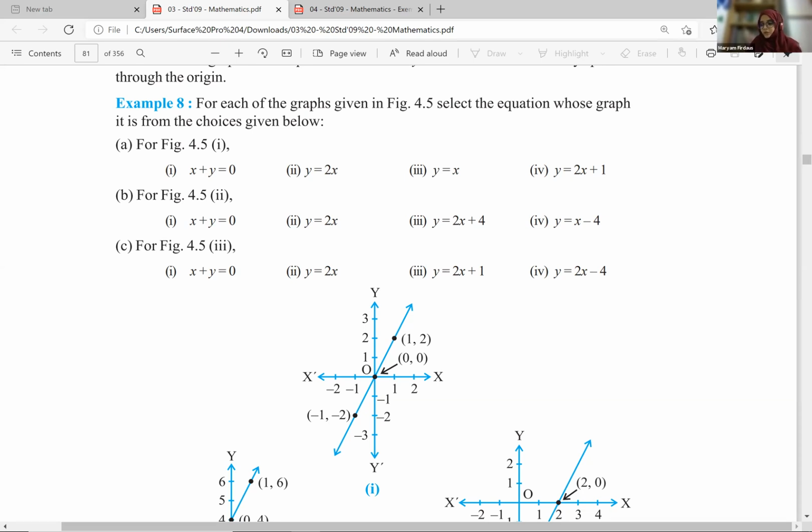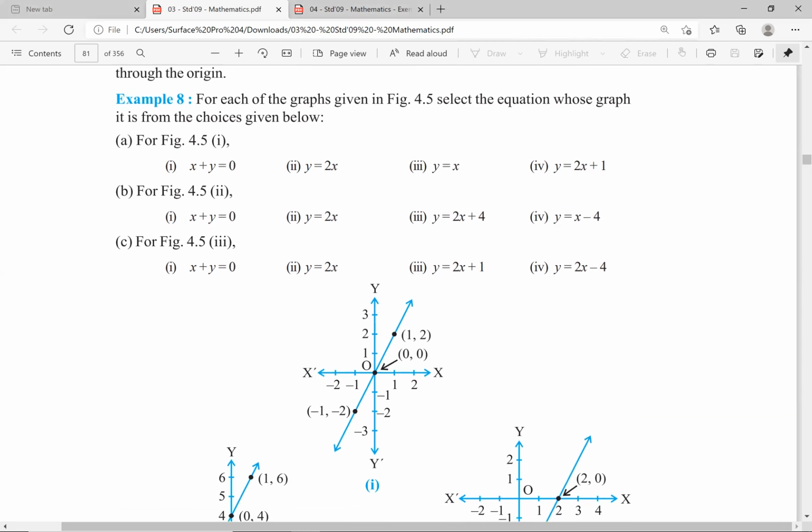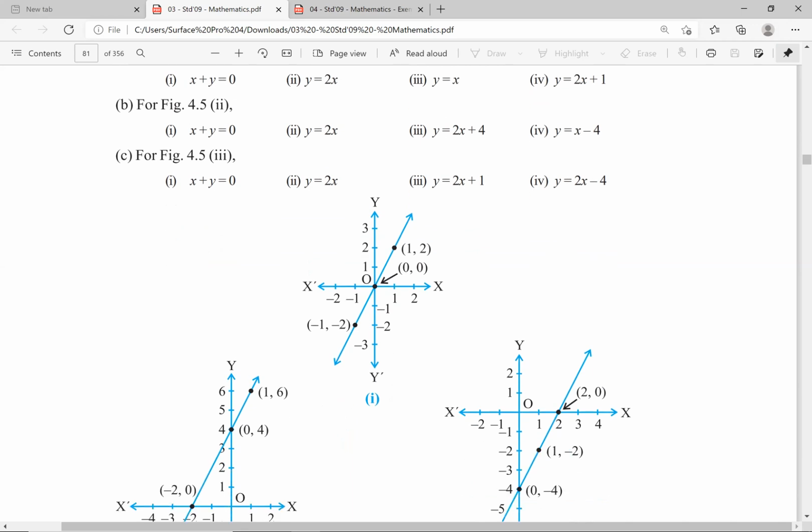Okay, let's wait for Hamna to rejoin. Okay, Hamna, so I hope you can hear me now. So we were doing this one. Now let's do the B part.